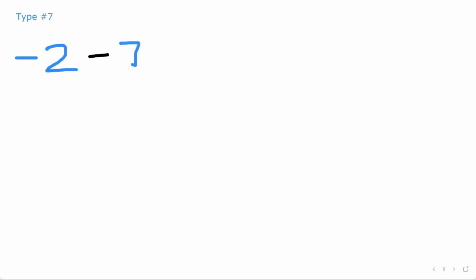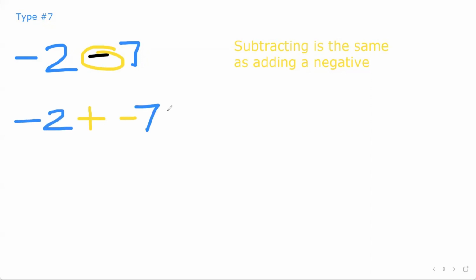So we are going to apply that over here. Before I do that, let me type that out for you. So subtracting is the same as adding a negative. So see how we are subtracting that 7? This subtracting is the same as adding a -7. And you know what? I'm going to change this like this.